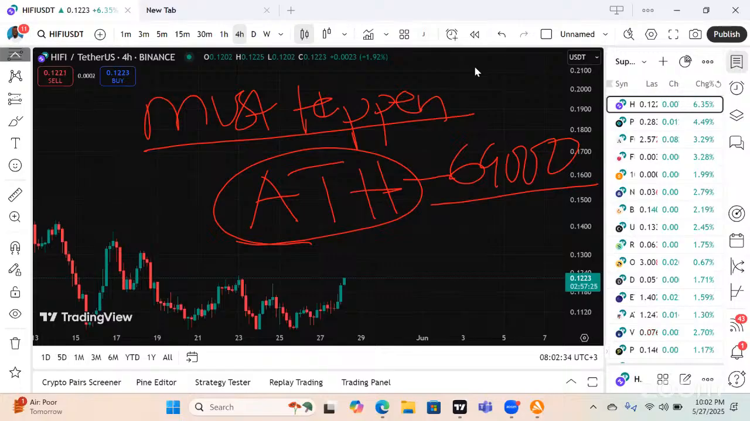Has Bitcoin formed a new all-time high? A new all-time high just means a new highest price. Has Bitcoin formed a new all-time high? Has it broken the previous highest price it had? Question, $100,000.